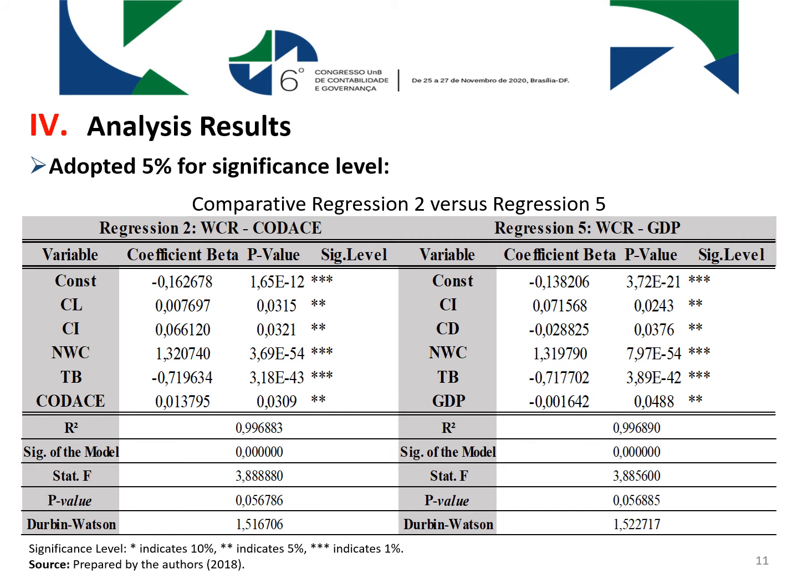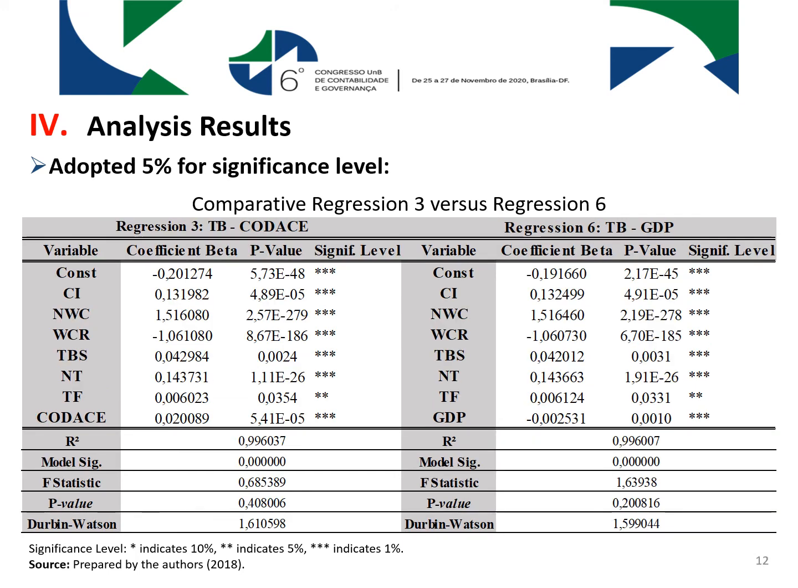Then compare regression 2 and regression 5. The CODAS has a positive influence on equation 2 and the GDP has a negative influence in equation 5. Then compare regression 3 and regression 6. The CODAS has a positive influence in equation 3, and the GDP has a negative influence on equation 6.